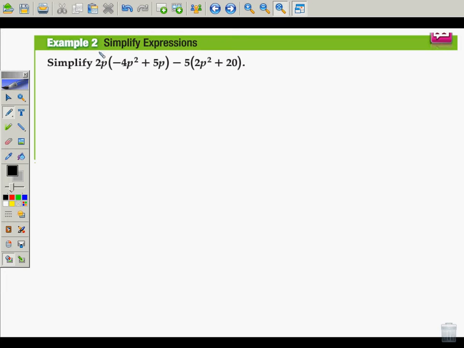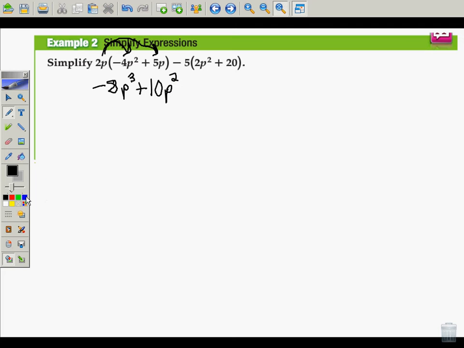So you can see I've got 2p times the quantity of negative 4p squared plus 5p. Obviously I'm going to have to distribute in this first one. So 2p times negative 4p squared, multiply my constants together, I get negative 8. Multiply the variables together, I get p to the third power. Then I get 2p times positive 5p, I get positive 10, so plus 10. P times p gives me my p squared.